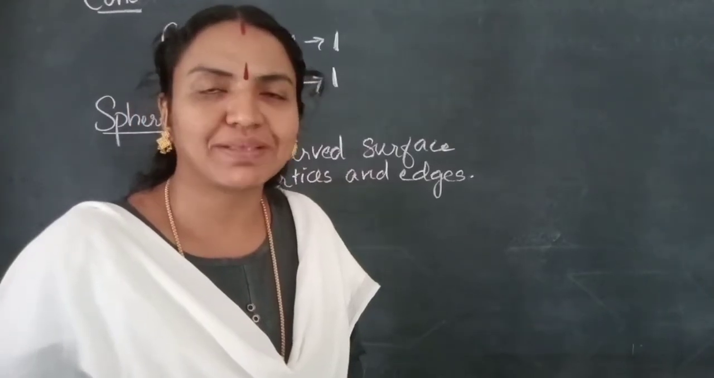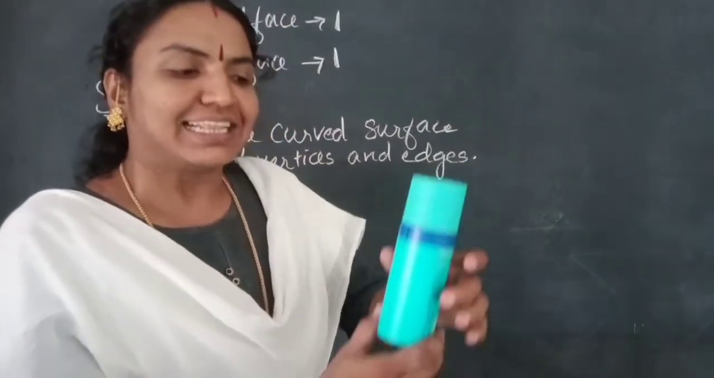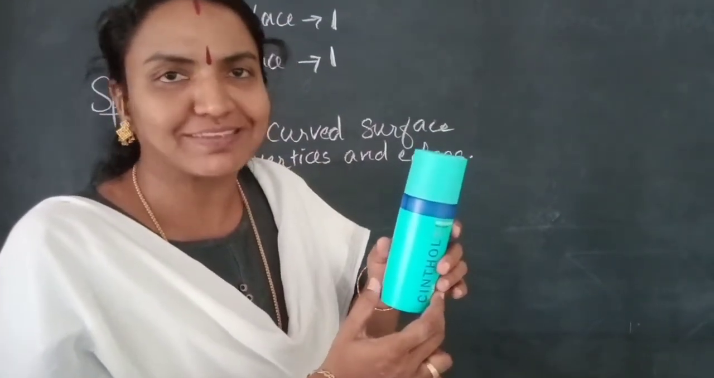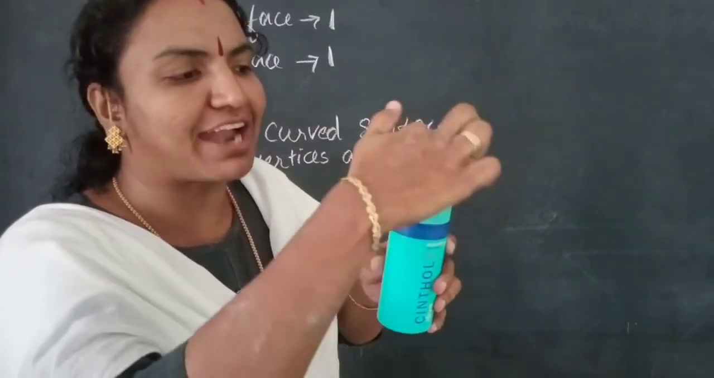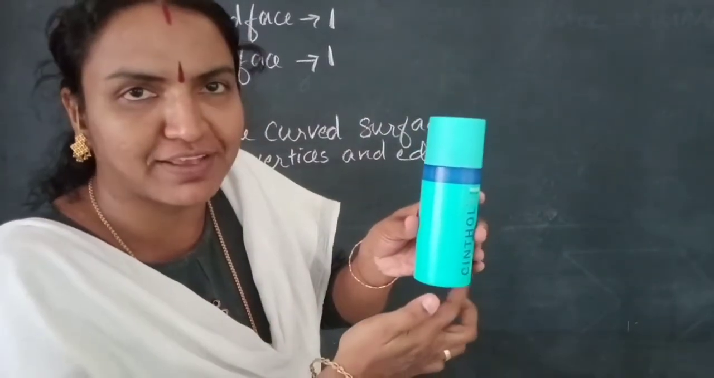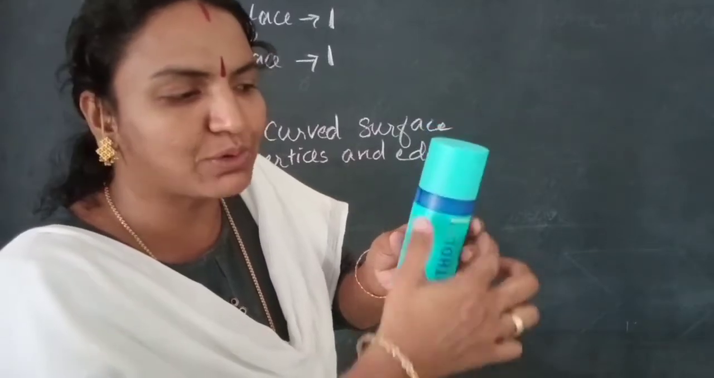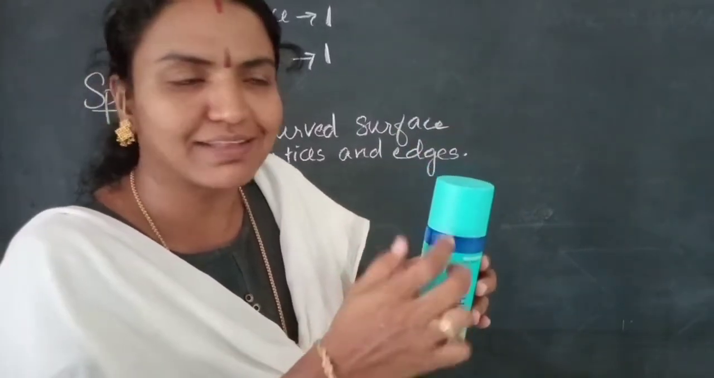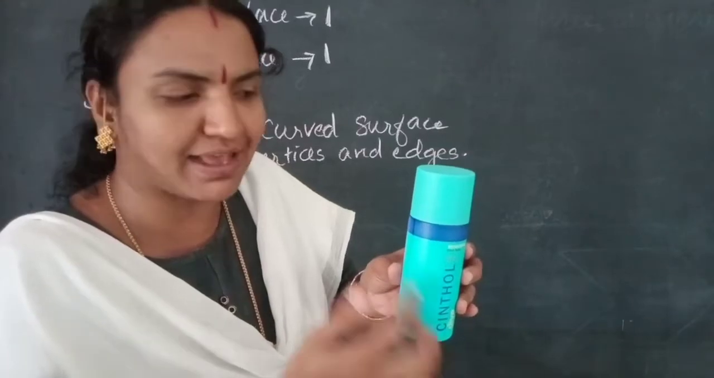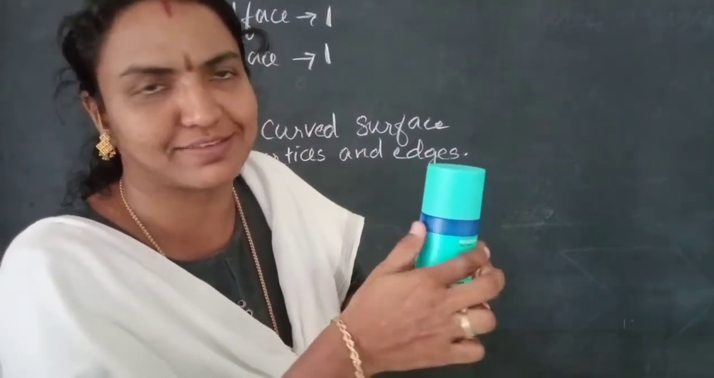Next 3D shape is cylinder. This spray bottle is in the shape of a cylinder. Here are 2 flat faces. This is one flat face and this is one flat face. So cylinder has 2 flat faces and 1 curved face.